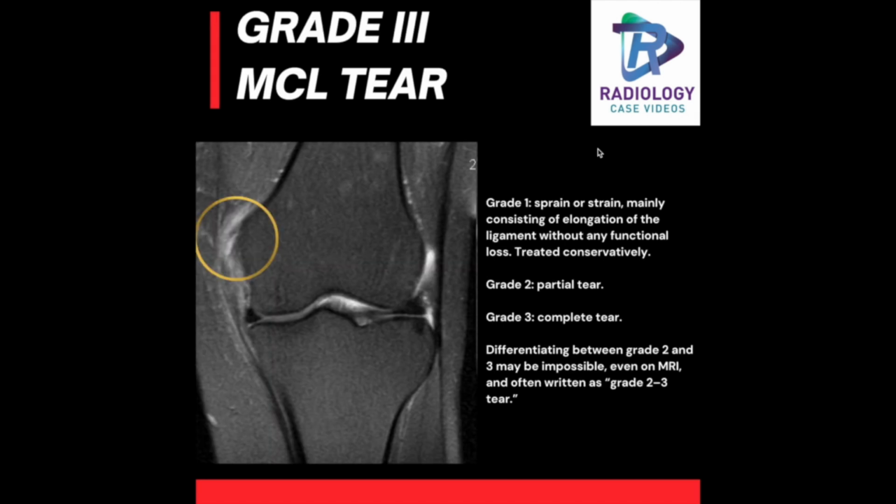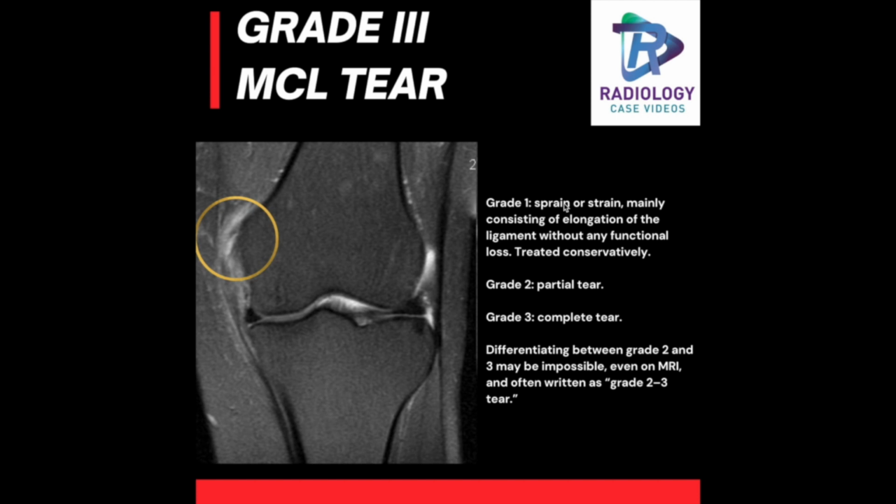The next one is grade 3 MCL tear. Medial collateral ligament injuries are one of the most common ligamentous injuries of the knee, and they are commonly seen in sportsmen. MCL tears can also be associated with other injuries like medial meniscus tears, ACL tears, and there is a grading system for MCL tear.